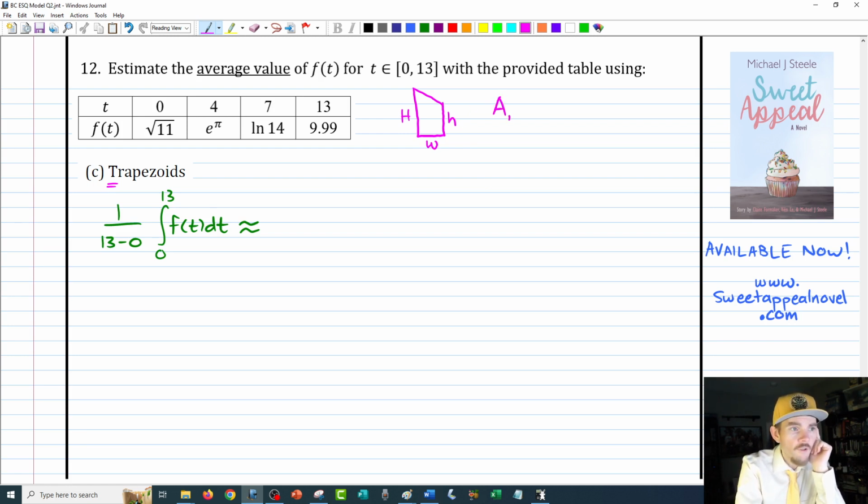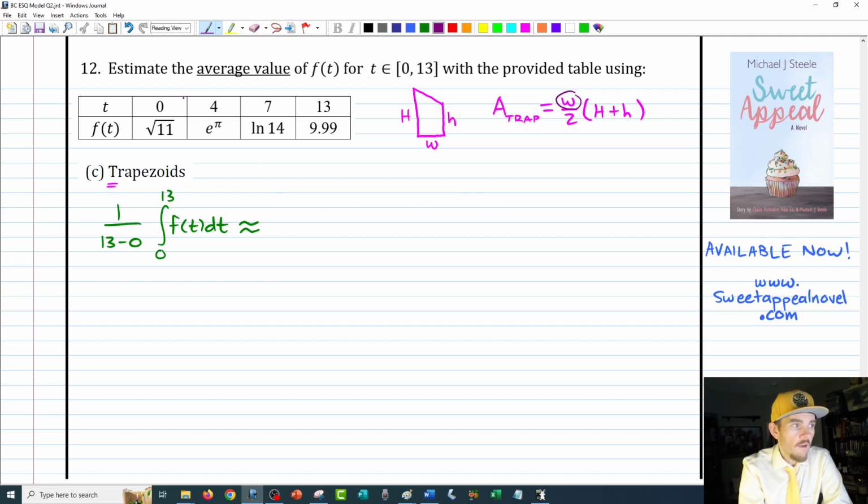The area of a trapezoid is going to be the width over 2 times height 1 plus height 2. So there is our area formula. We have to do that for all 3 trapezoids that we're getting in this particular case. Not trivial for sure. Having said that, we can make this work. So the first thing to note is we've got the width. I'm going to use some colors to make this happen.